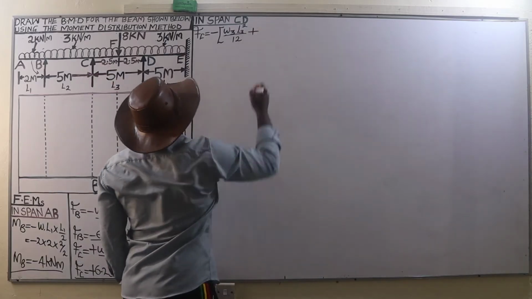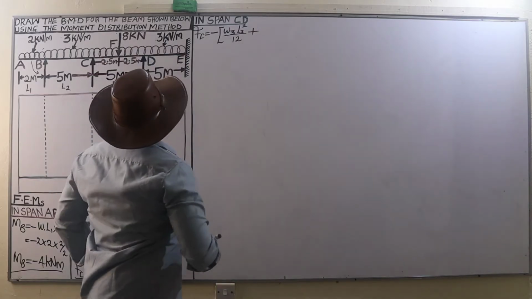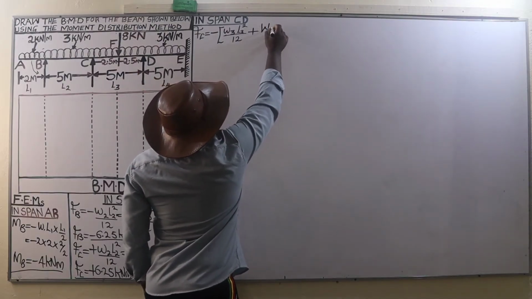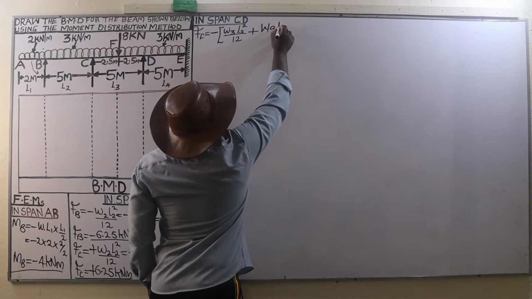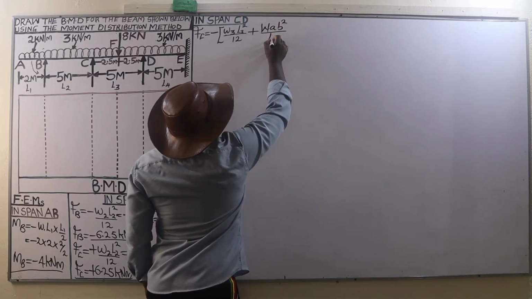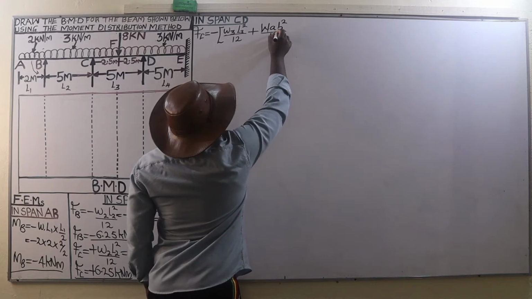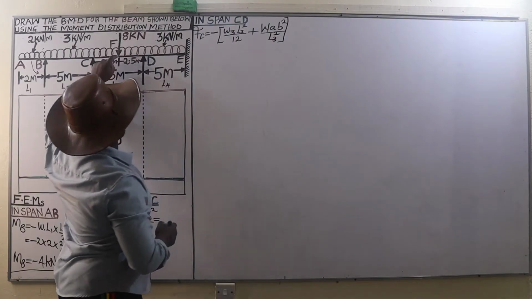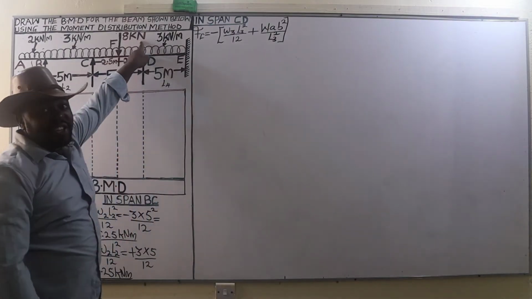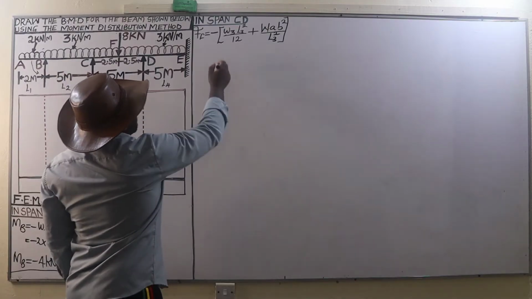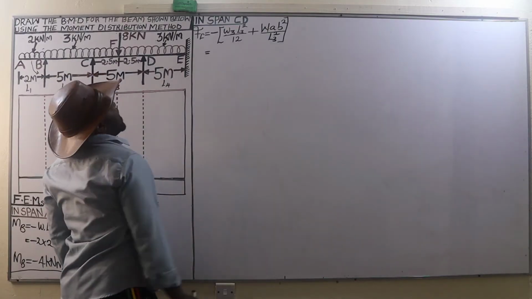Then we add, due to the point load, W multiplied by A B squared, divided by L3 squared. So that is due to the point load at F, which is 8 kilonewtons. So that will be our overall formula for the fixed end moment at C.